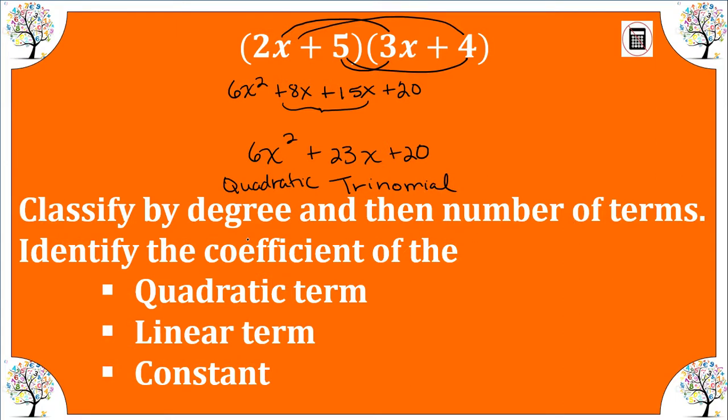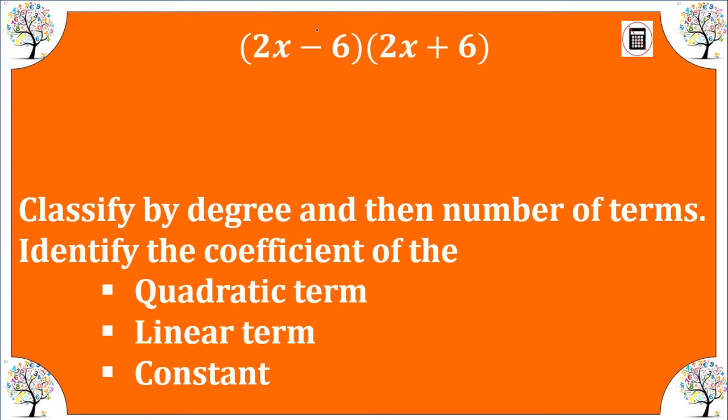Then we are going to identify the coefficient of the quadratic. So all I want is the number. So the quadratic term, the coefficient is 6. The coefficient for my linear term is positive 23. So just type in 23. And then my constant is positive 20.